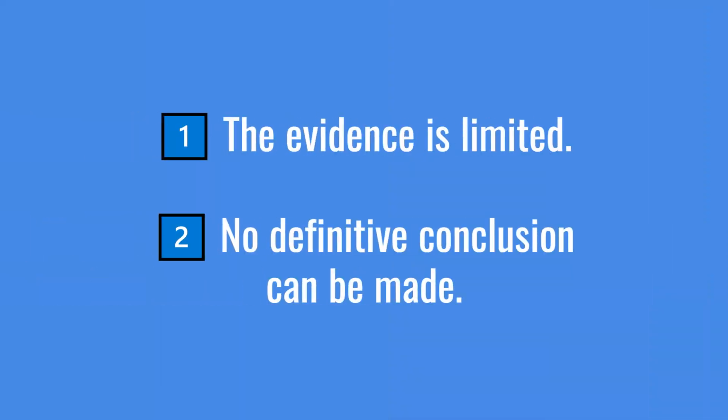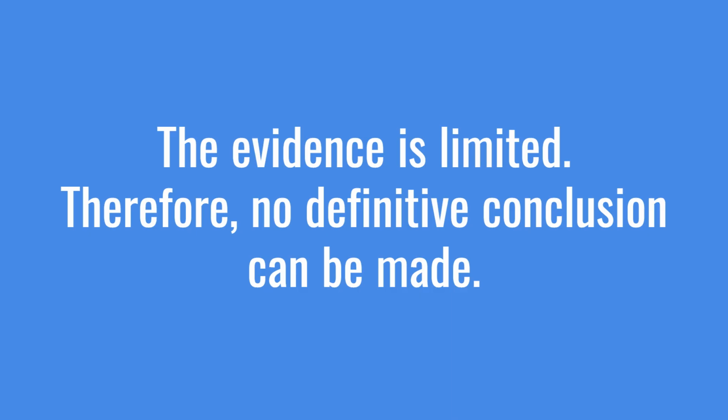And now we're moving on to our third word, which is therefore. Let's take a look at these 2 sentences. The evidence is limited. No definitive conclusion can be made. So we're going to use therefore to combine these 2 sentences because therefore shows a result or a consequence of the first sentence. So it's going to look like this. The evidence is limited.